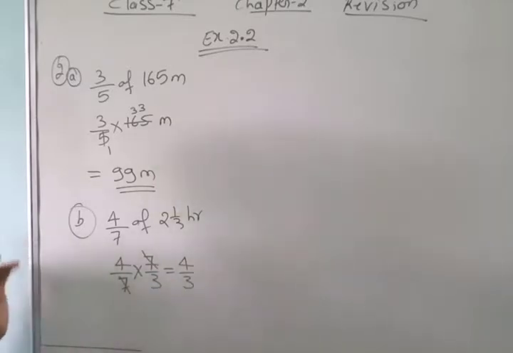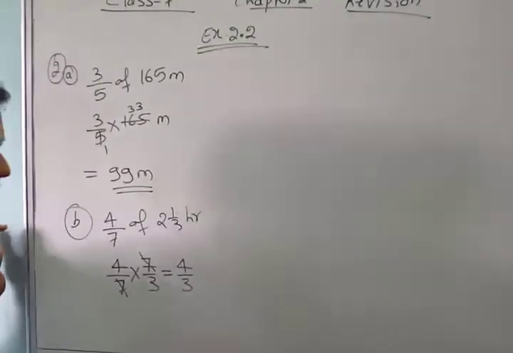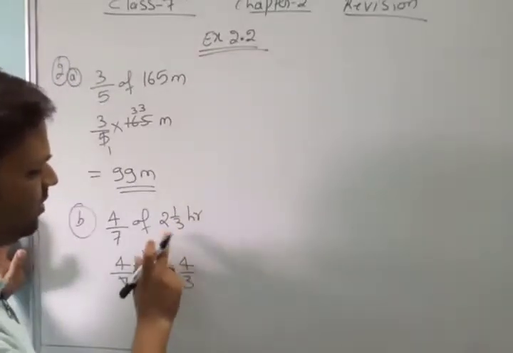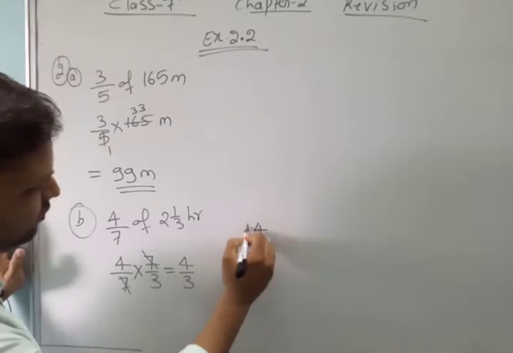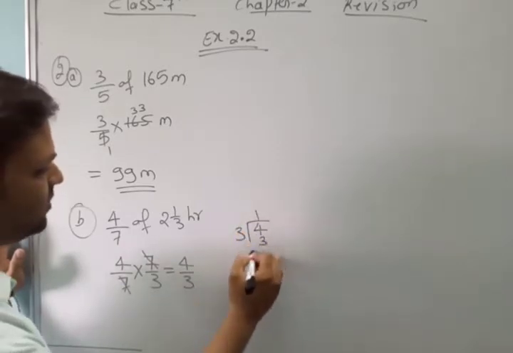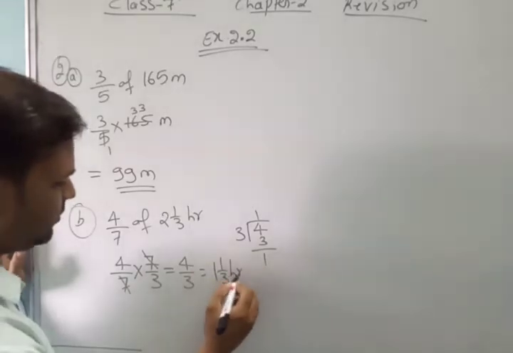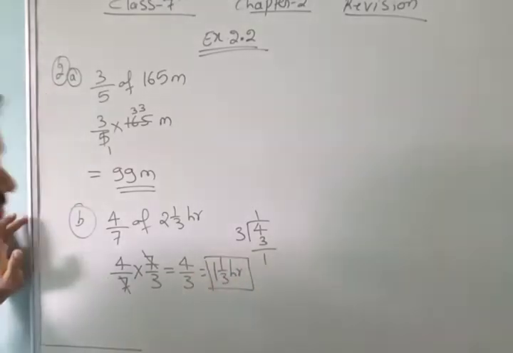Now convert 4 by 3 in mixed fraction. Why? Because the answer we have been given is in mixed fraction. और यहाँ पर क्वेश्चन जो R में दिया है वो भी mixed fraction है. So 4 divided by 3. 3 ones are 3 and 1. So it is 1 1 by 3 r. So its answer is 1 1 by 3 r.